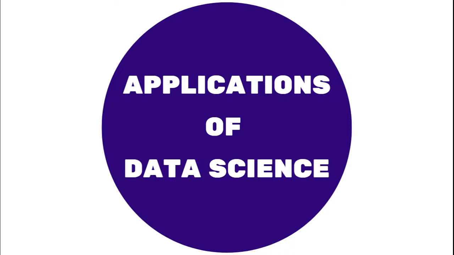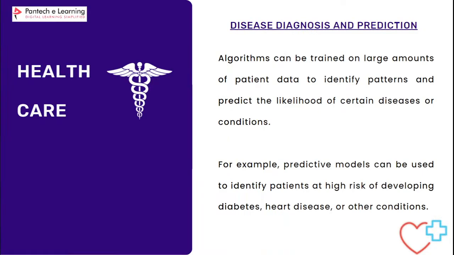Okay, fine. So continuing with the next one, applications of data science. I'll show you some commonly used applications which you may have also come across. Disease diagnosis and prediction: algorithms can be trained on large amounts of patient data to identify patterns and predict the likelihood of certain diseases or conditions. For example, predictive models can be used to identify patients at high risk of developing diabetes, heart disease or other conditions.